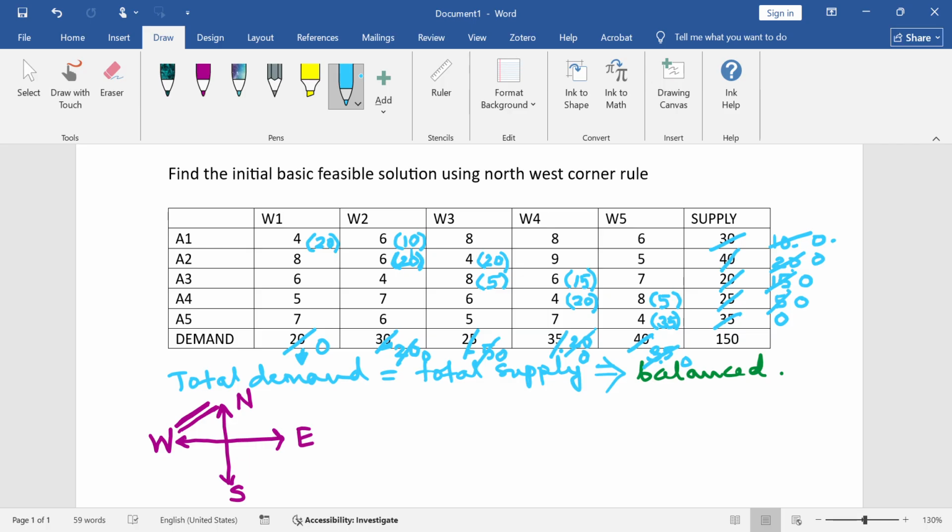Now you have to calculate the value of Z by doing what? By multiplying the per unit cost which is given in the cells into the number of units allocated. So it's like 4 into 20 plus 6 into 10 plus and so on. So it's the costs, okay, multiplied by the number of units which we allocated.